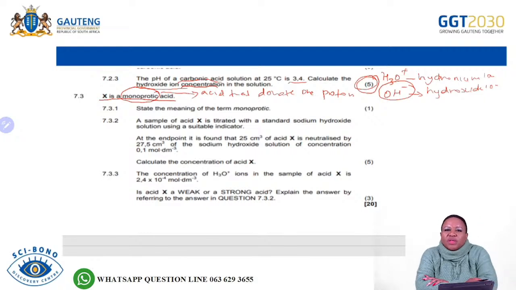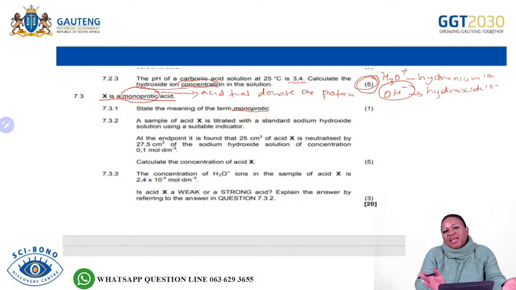So already we know that this is an acid that will donate 1 proton. And this acid, the first question you are definitely asked, what do we mean by monoprotic? And we've already answered that. So you can see that in some of the information that the examiner will give you, you need to firstly scrutinize the statement that you are provided before you can even go to the questions itself.